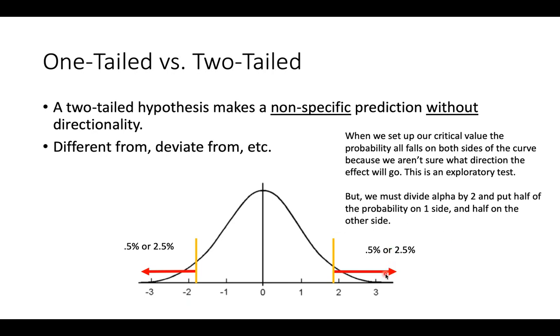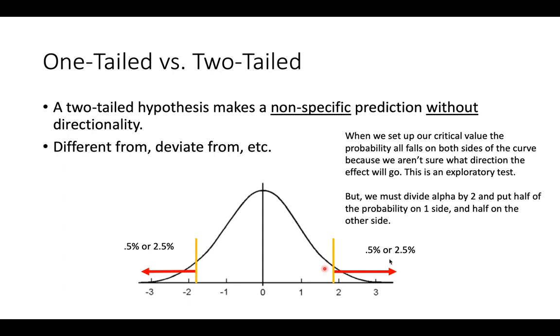The term deviate from or different from simply could mean less than, or it could mean greater than. So what that means is that we're doing what's probably called an exploratory analysis. We don't have a good reason to hypothesize that this group will be less than or that the group will be greater than the population. We're not sure. We just think they will differ.